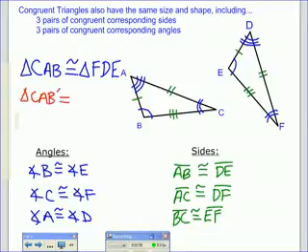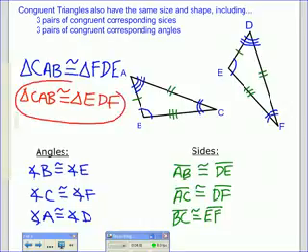But if I wrote triangle CAB was congruent to triangle EDF, that would be inaccurate. In a congruent statement, we want the congruent angles to go in the same order. This isn't the only way I could write this one.